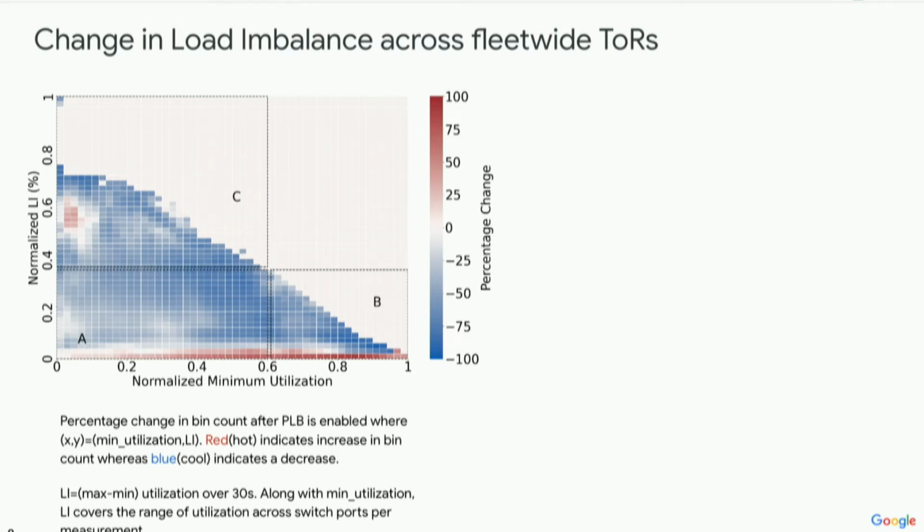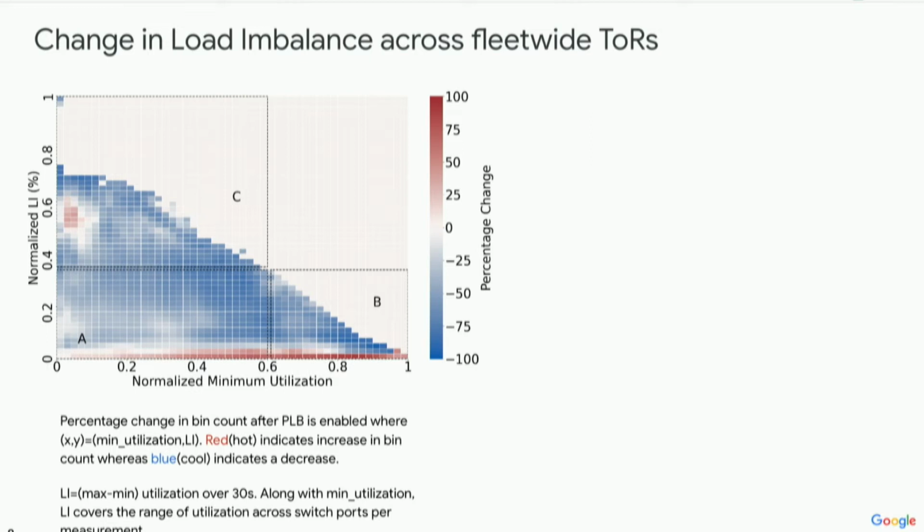At such a large operation scale, top-of-the-rack switches across the fleet vary in utilization and the state of load imbalance that exists on them at a particular point in time. Here we show the effects of PLB for the full spectrum of switch utilization and the load imbalance in our fleet, and notice the regions where PLB is most active and effective.